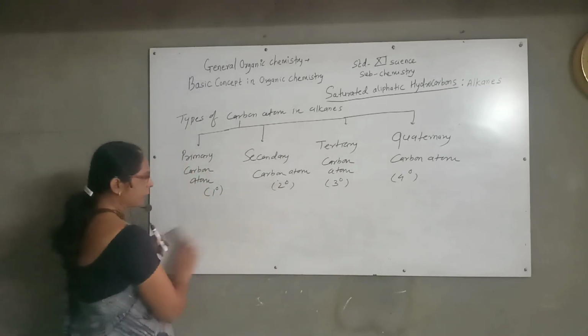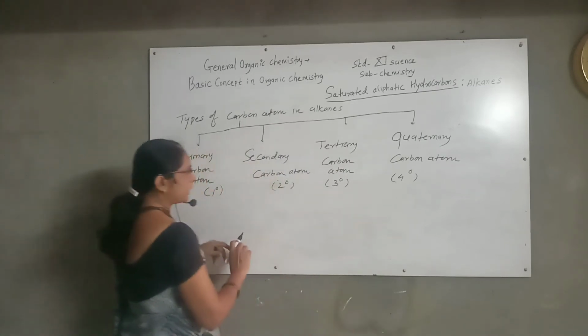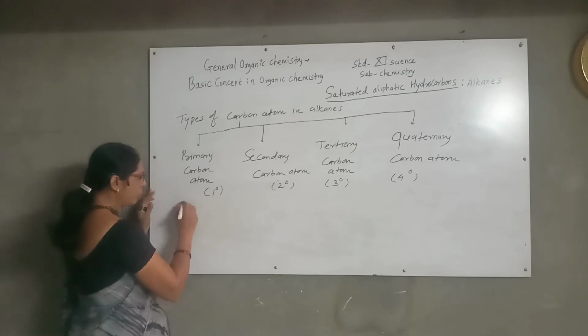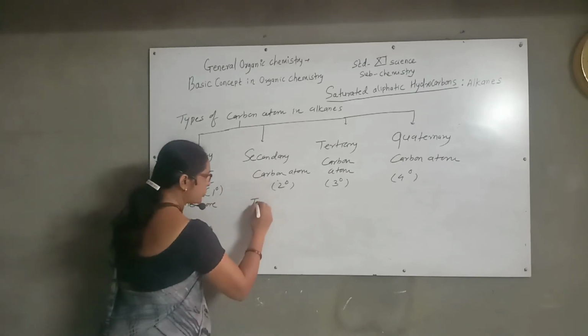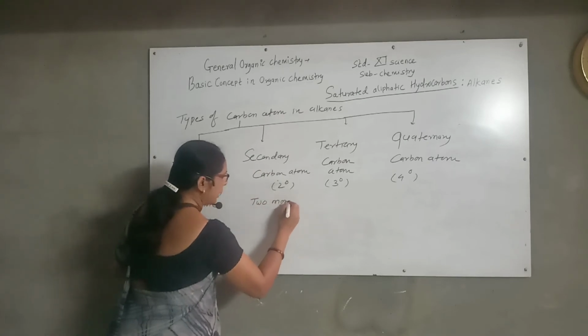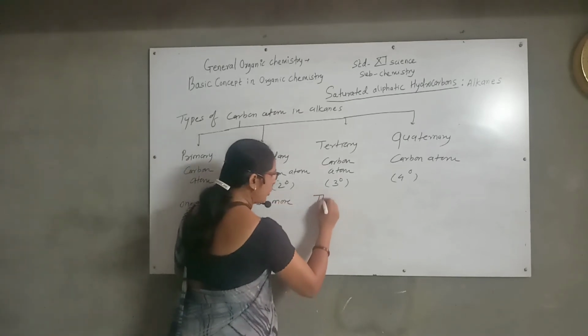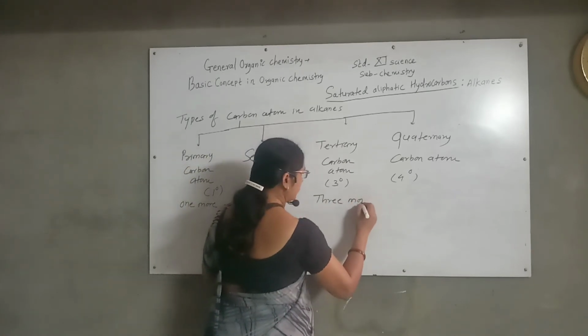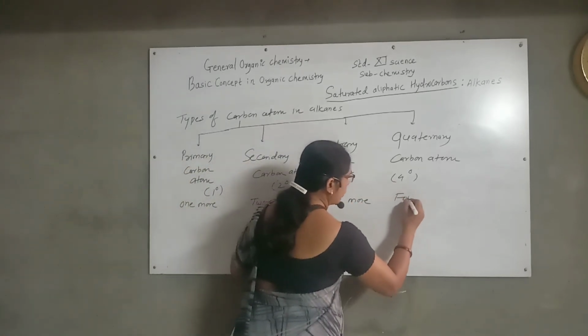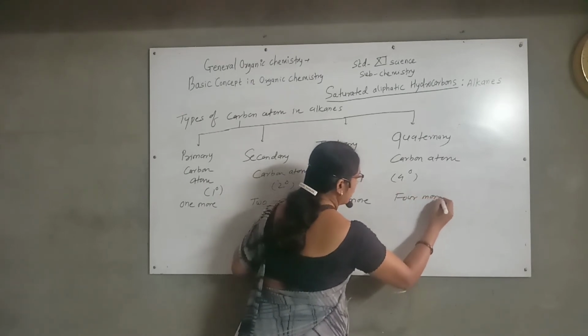Now what is a secondary carbon atom? A carbon attached to one more carbon is primary. This carbon is attached to two more, it is a secondary. If it is attached to 3 more, it is a tertiary. And if it is attached to 4 more, it is called a quaternary.